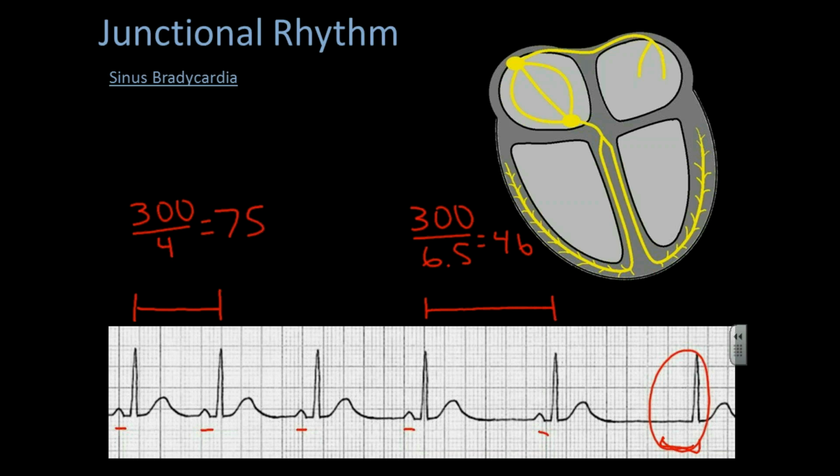You're seeing a junctional escape beat. Now, the rhythm strip is cut off, so we can't see what continues, but this could be just one beat all by itself, and then the patient could go back into sinus rhythm, or it could continue on if the SA node just slows to the point where it ceases to pace. Then, hopefully, you would carry on with a junctional escape rhythm, hopefully in the range of 40 to 60 beats per minute.